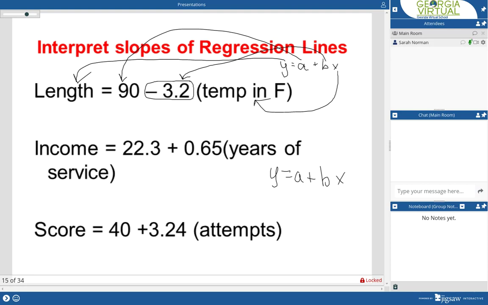And that makes sense because usually the longer you work at a company, the higher your income. And that's really what this is saying here, is that with a positive slope times the years of service, you're going to increase the income to make the prediction.